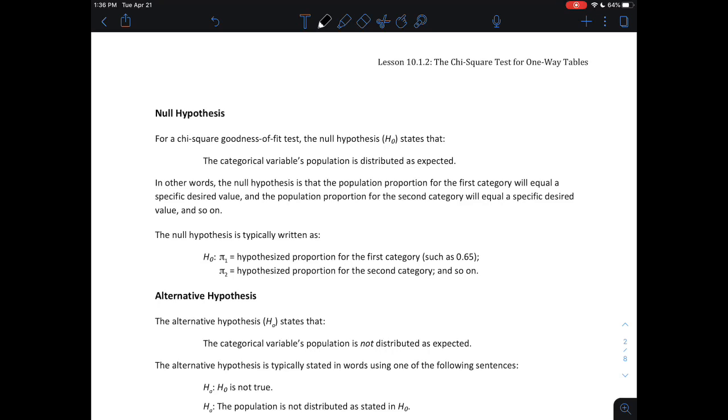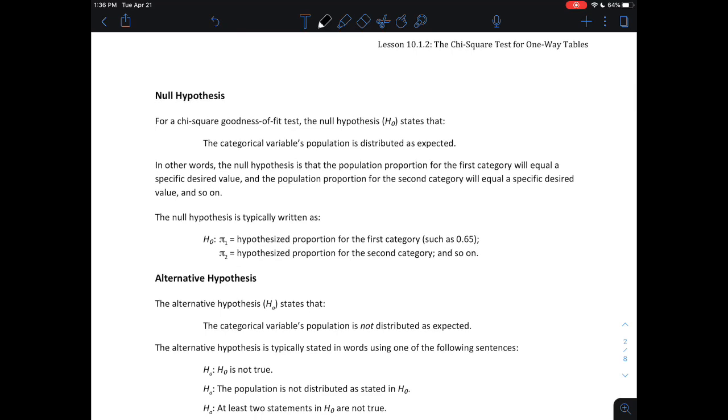The null hypothesis is typically written as H sub 0: pi sub 1 equals a hypothesized proportion for the first category. So for example, 0.65 going along with the 65% that said yes. Pi sub 2 equals some hypothesized proportion for the second category, and so on. And if you haven't seen that symbol before, pi, that's another Greek letter, and it's just a variable. It doesn't mean what you might have seen as a number for pi. It just means a letter, just like if you used lowercase p.